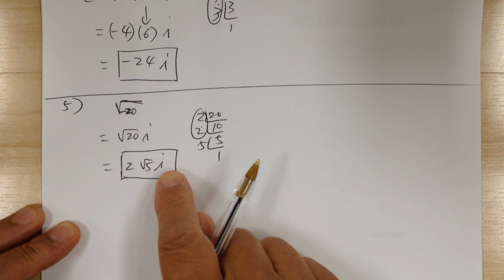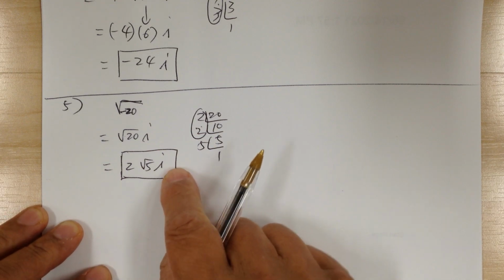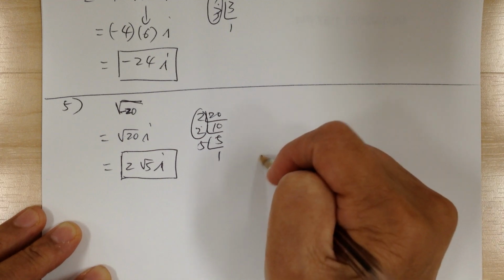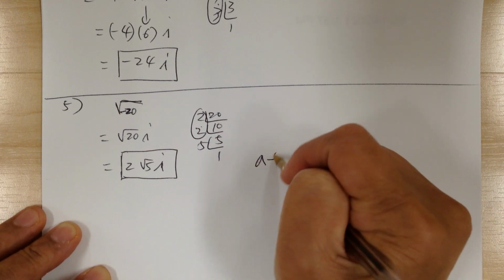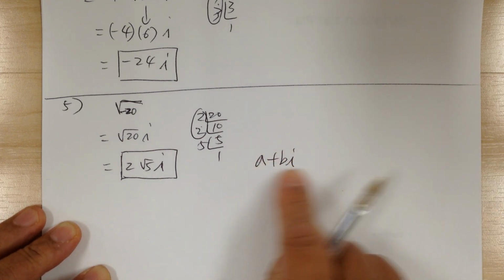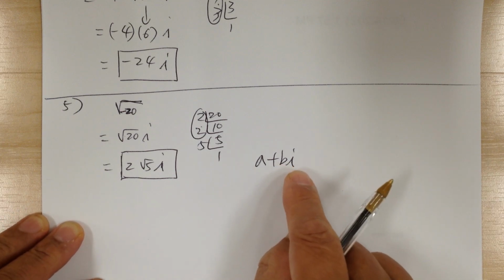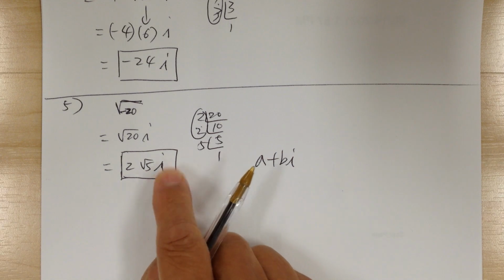And you always want to put i in the back. Okay, always put i in the back. And that's because in the future you're going to learn how to write everything in terms of a plus bi form. So this is your standard complex number form. So i always goes in the back. Okay, so get into a habit of putting i in the back.